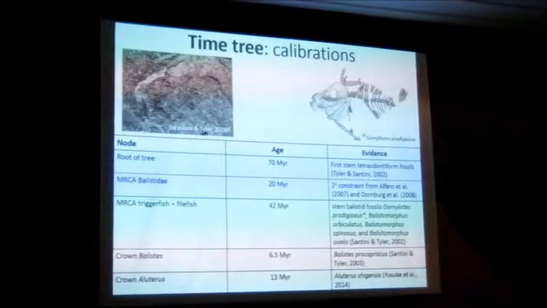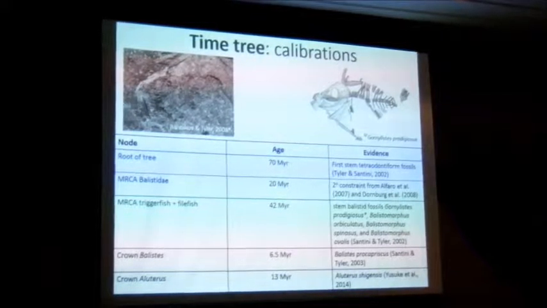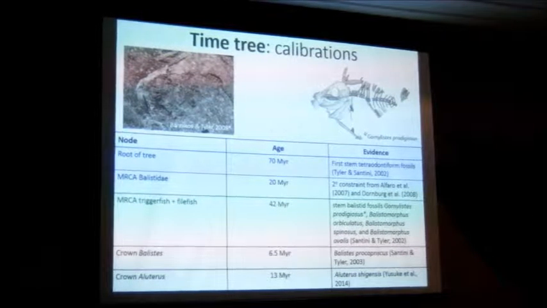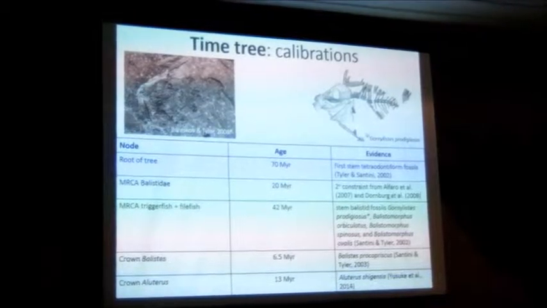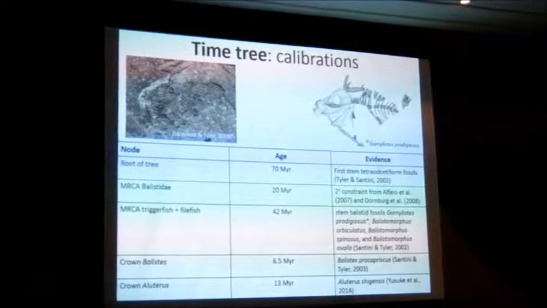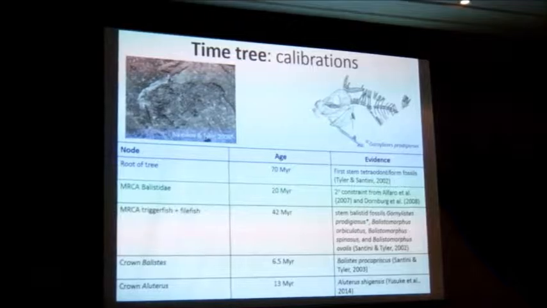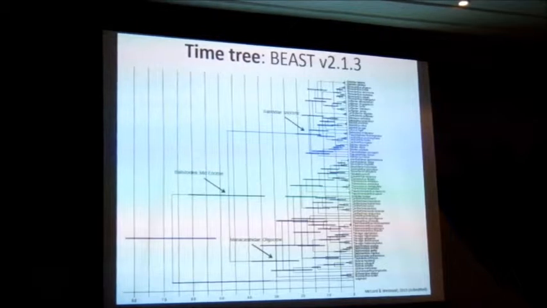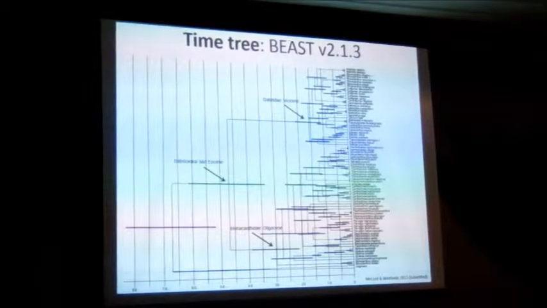So next, triggerfishes have a fantastic fossil record. So we were able to calibrate several nodes in our phylogeny, and also we were able to use, for the first time, a recently described filefish fossil. So then we ran all the stuff through BEAST. Nothing crazy here again.